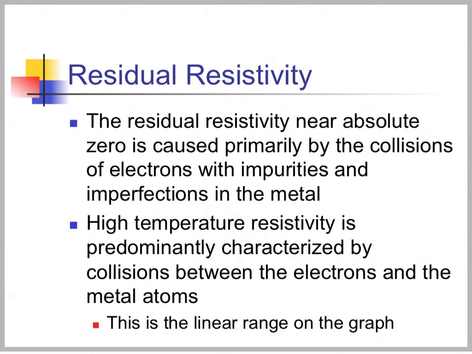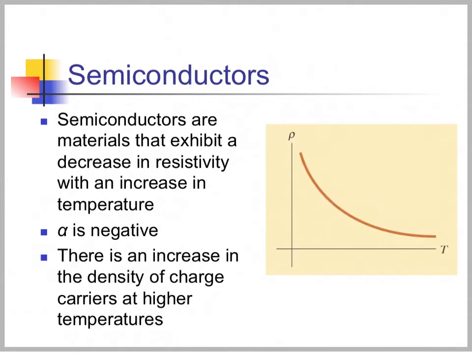Now that residual resistivity, I said, near absolute zero is caused by collisions of electrons with impurities and imperfections in the metal. High temperature resistivity is characterized by collisions between electrons and metal atoms. That's the linear range on the graph.